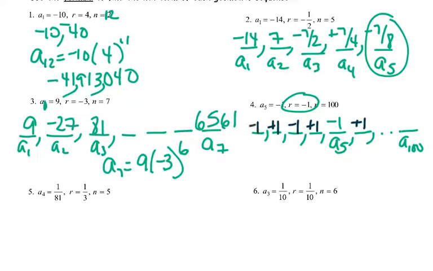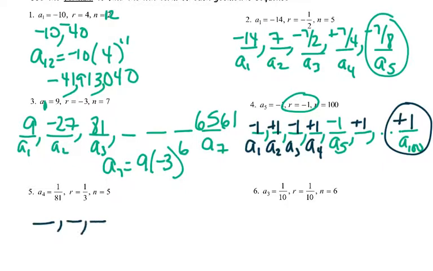See what's happening? Negative 1, positive 1, negative 1, positive 1, the first term, the second term, the third term, the fourth term. What's the 100th term going to be, negative 1 or positive 1? Right, positive 1, because all the even terms were positive 1, all the odd terms were negative 1. So you can do them by your intuition sometimes.